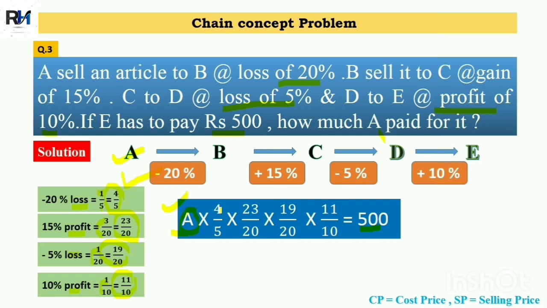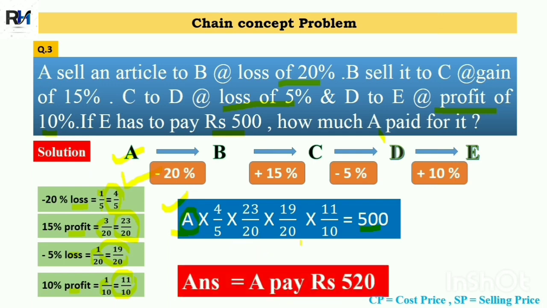Again, B sells it to C at a profit of 23%. Numerator is greater. C to D, numerator is smaller, there is a loss. D to E, there is profit because numerator is greater. After that we have to simply do the cross multiplication or cancellation and we get the answer, that is 520. So this much amount A paid for purchasing the article.